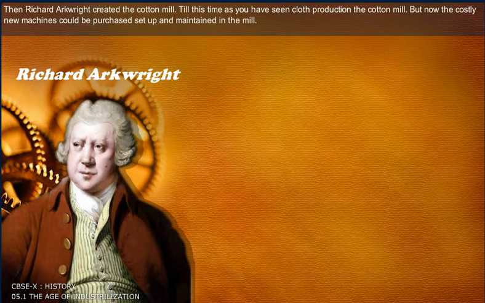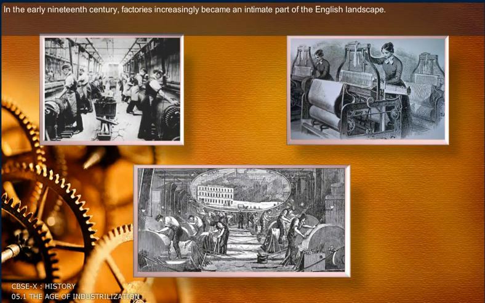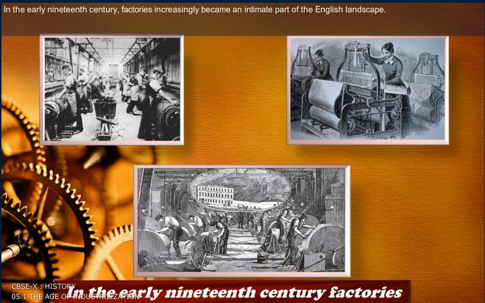Then Richard Arkwright created the cotton mill. Till this time, as you have seen, cloth production was spread all over the countryside, but now the costly new machines could be purchased, set up and maintained in the mill. In the early 19th century, factories increasingly became an intimate part of the English landscape.